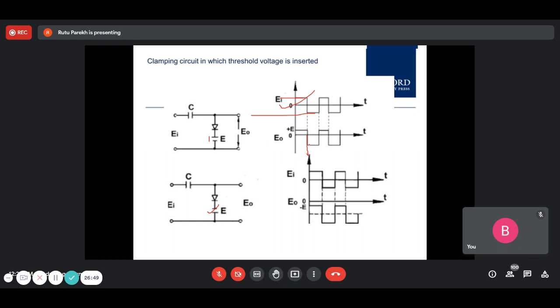So if this is 0, then what will come here? Minus 10 will come, right? Yes, ma'am. If this is 0, then this will be minus 10. Okay, minus 10. So if there is no battery, this will be the ideal thing.